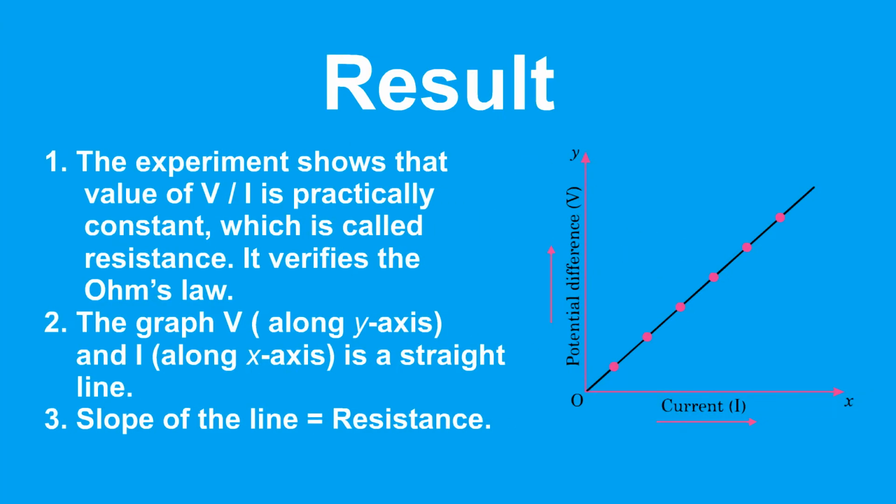Result. The experiment shows that value of V divided by I is practically constant, which is called resistance. It verifies the Ohm's law. The graph with V along the y-axis and I along the x-axis is a straight line. Slope of the line is equal to resistance.